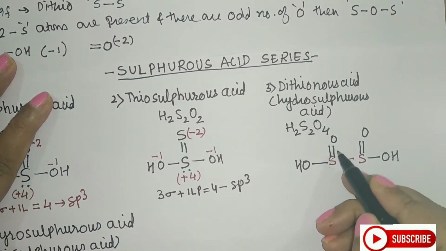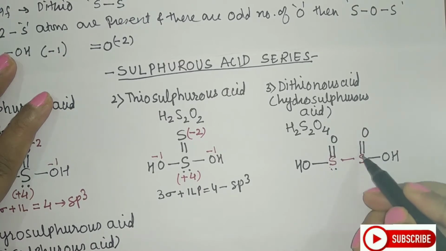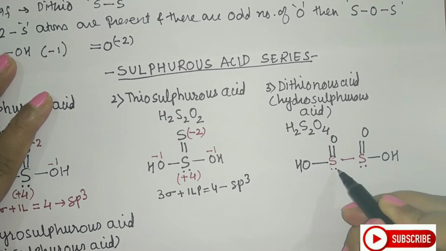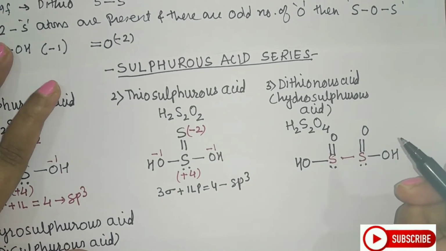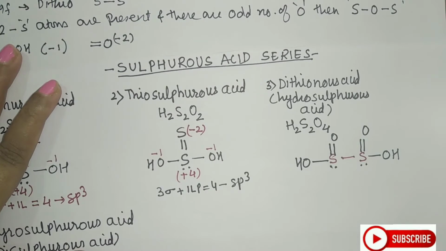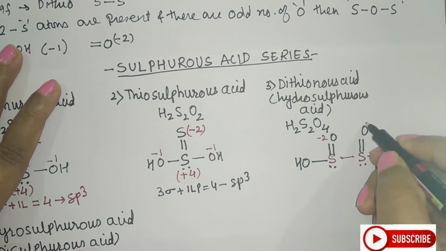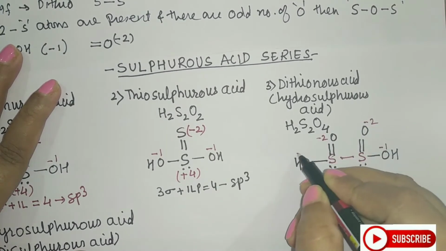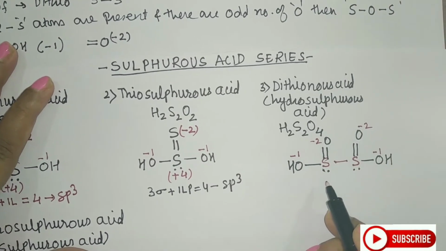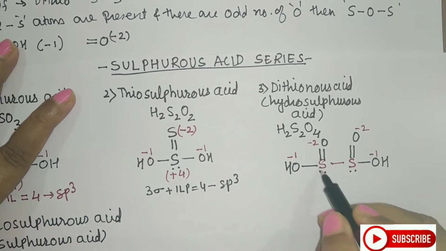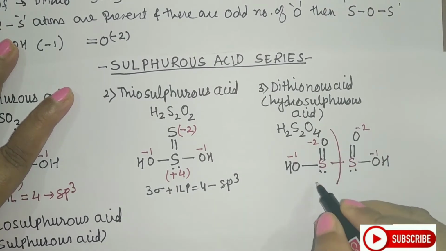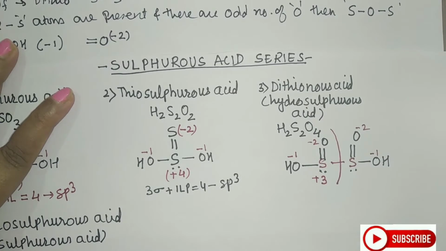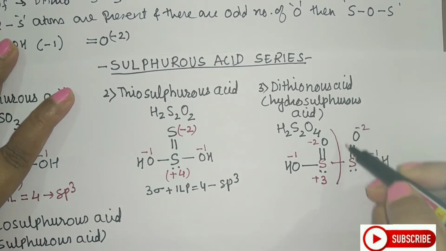1, 2, 3, 4, 5 and 6. So there is one lone pair each on both the sulfur atoms. Now let us assign the oxidation numbers here. Double bonded oxygen will have -2, and this will have -1 each. Now how to assign the oxidation number? To assign the oxidation number on this sulfur, I will use this format. So -2 and -1. So here it is in the +3 oxidation state. If you check here, this will also have the +3 oxidation state.